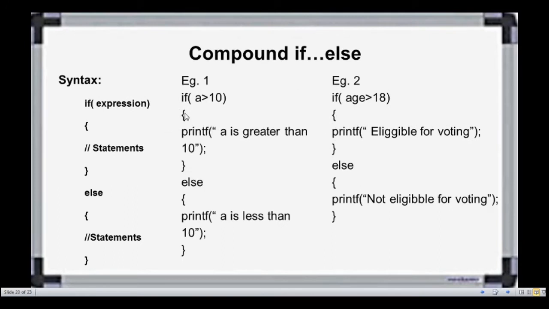Here also you can write this statement directly. If the number is greater than 10, it will execute a is greater than 10. Otherwise, else is executed: a is less than 10. Similarly, here also, if age is greater than 18, then printf eligible for voting. Otherwise, not eligible for voting.